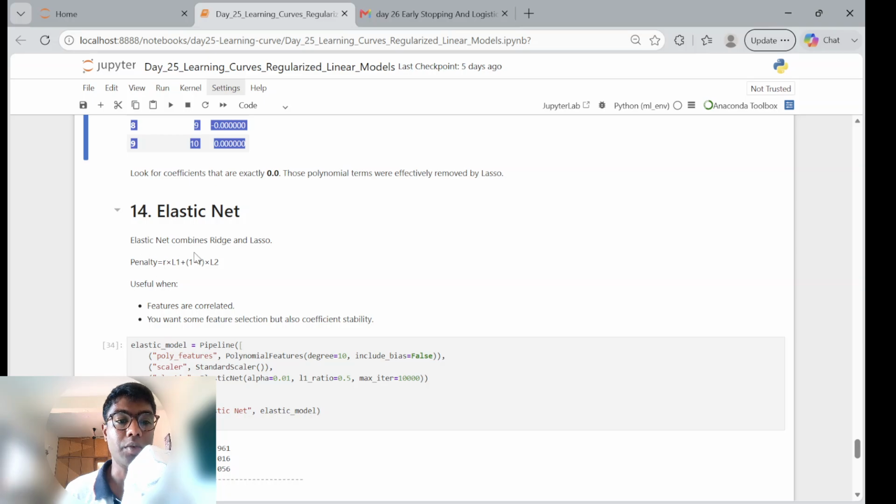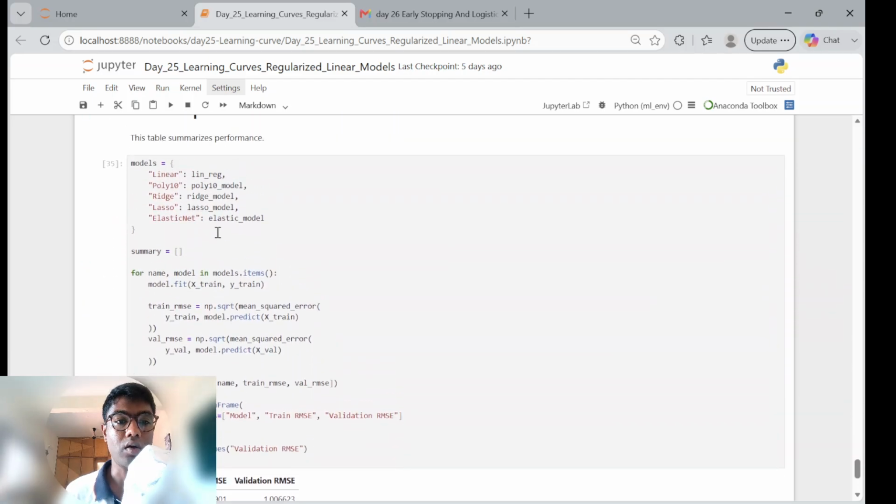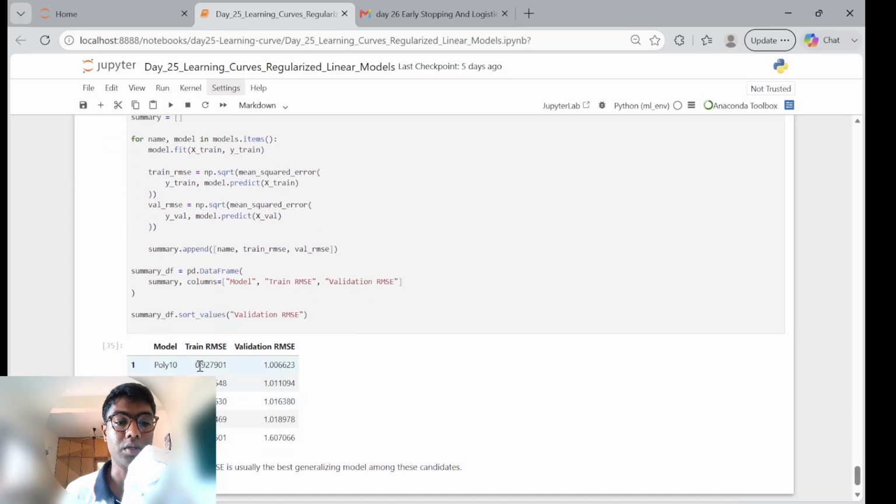Elastic Net is a combination of both, somewhat of a formula like this one. L1 corresponds to Lasso and L2 to Ridge. So that's one thing too. Finally, I have a small table showing all the different models with root mean squared error, with Lasso and all these other things applied to it.